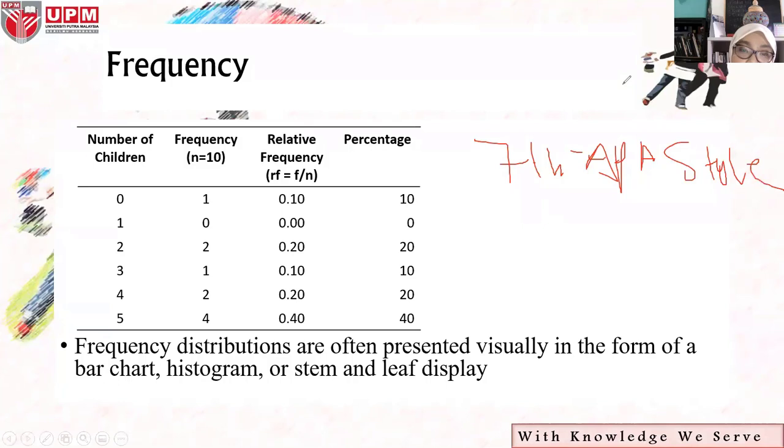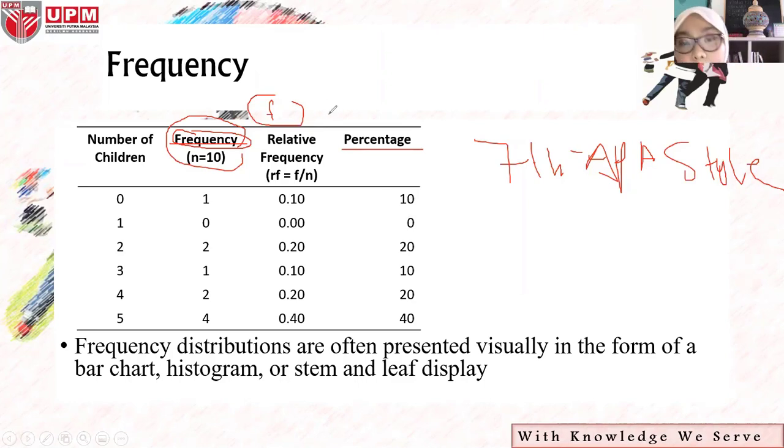Okay, according to the 6th APA style, if you want to report your data by using a table, if you have the frequency, you have the option either to spell out the full word frequency or just use f. But do not use both. Okay, you may choose either one. Either you all nak guna frequency, ejaan penuh, or the symbol for frequency, which is italic f. Okay, but do not use both. Same goes for percentage. You can use the whole word percentage, or you can use the percent symbol.